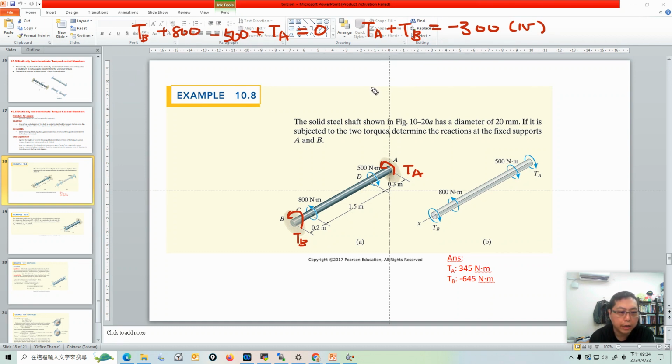Another condition is that this shaft is fixed between A and B, between A and B.